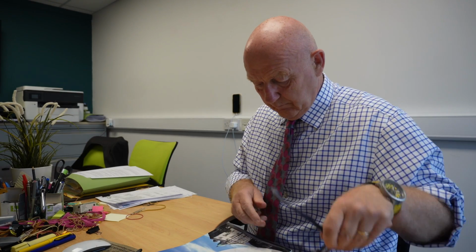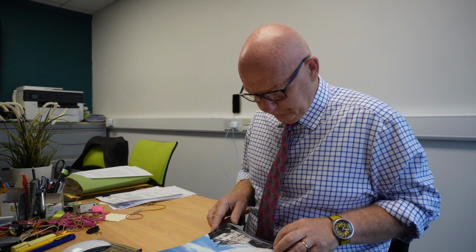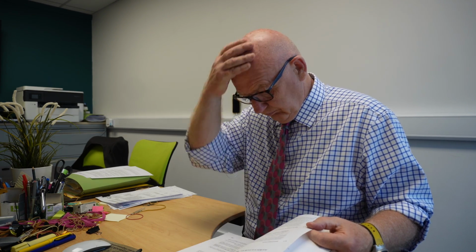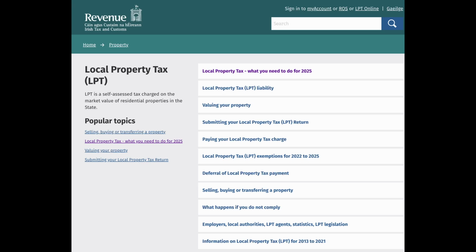Local property tax amounts are relatively modest compared to other ownership costs. Unpaid local property tax can cause issues on sale, as it is a charge on the property and must be cleared before completion. A local property tax would generally, nearly always, be apportioned on closing between the purchaser and the seller.